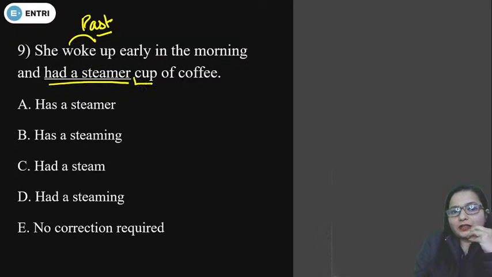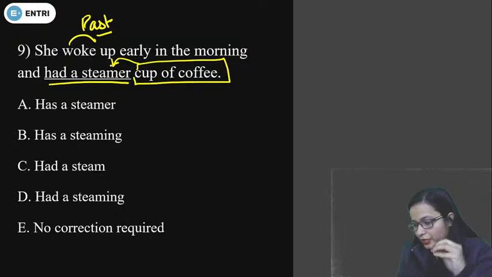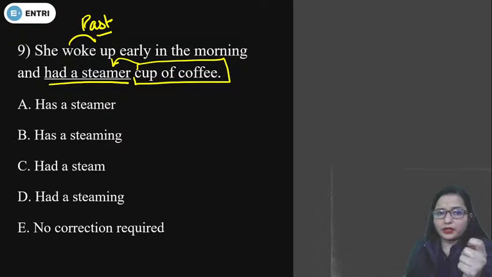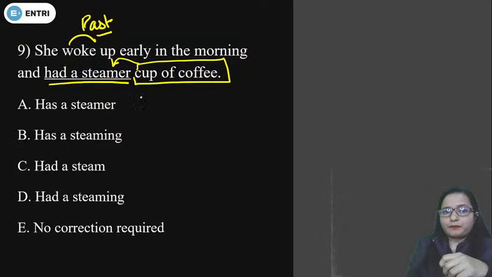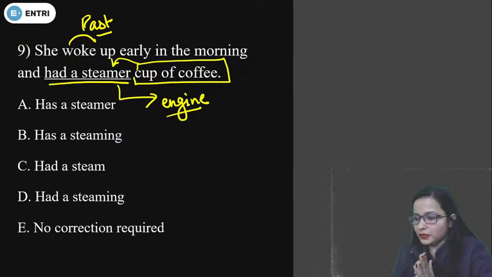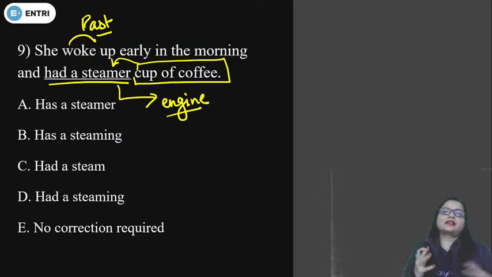So actually, steamer is the word here which is describing a cup of tea, right? It is describing cup of tea. So can you say steamer? Steamer cup of tea. Steamer is basically an engine of the train. Okay, right? Steamer is a ship that has an engine. It is kind of a ship which has an engine.